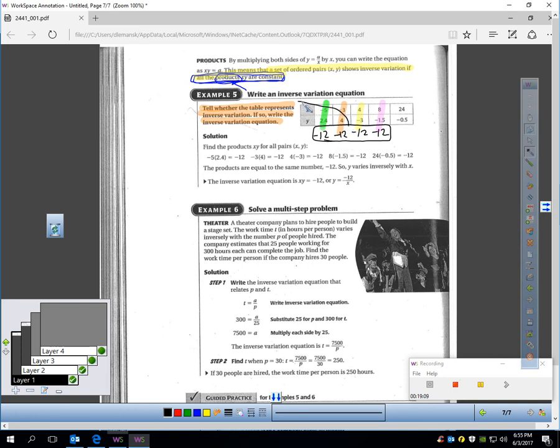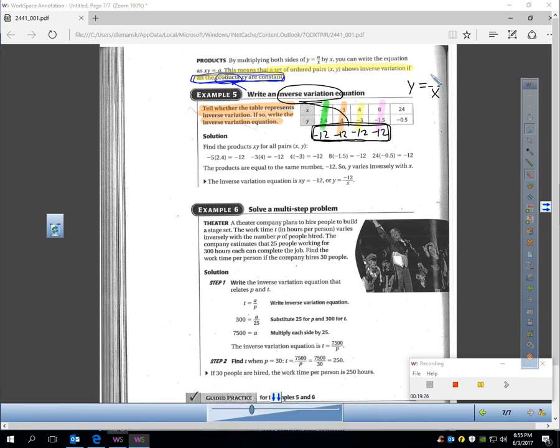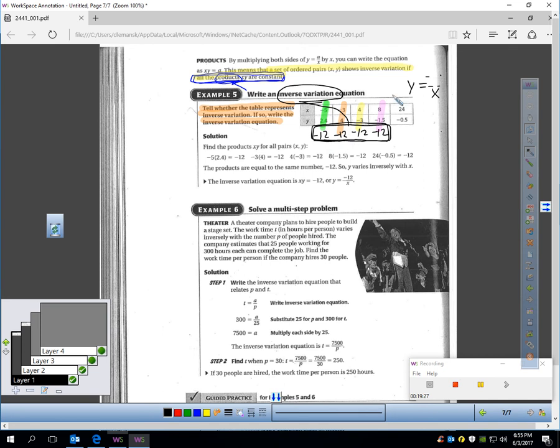That means that this is an inversely varying table, which means it's an inversely varying equation, which means it has to be written like that. And the constant of my variation, I'm finding it out every time. If I multiply x and y together, I keep on getting -12. So a must be -12. So there's my equation.